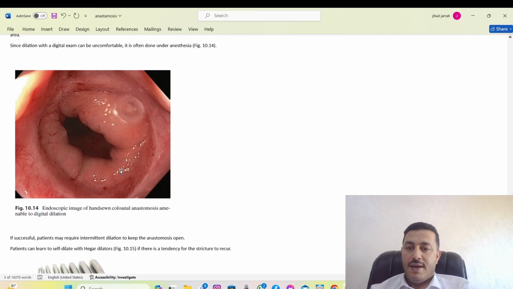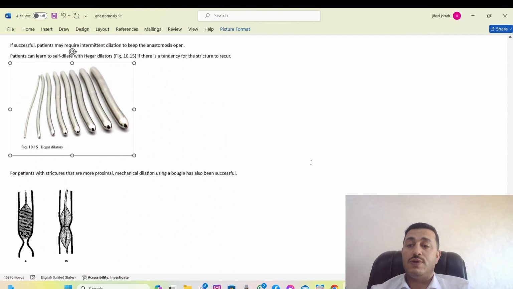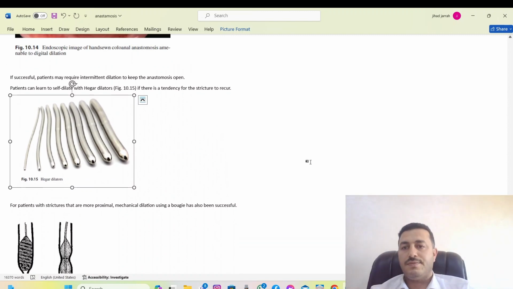Okay, this is an endoscopic image of a hand-sewn coloanal anastomosis that can be treated with digital dilatation. In some low strictures we can use digital dilatation, but it requires repeated procedures, even under anesthesia. If it's successful, we can advise the patient to use the Hegar dilator.